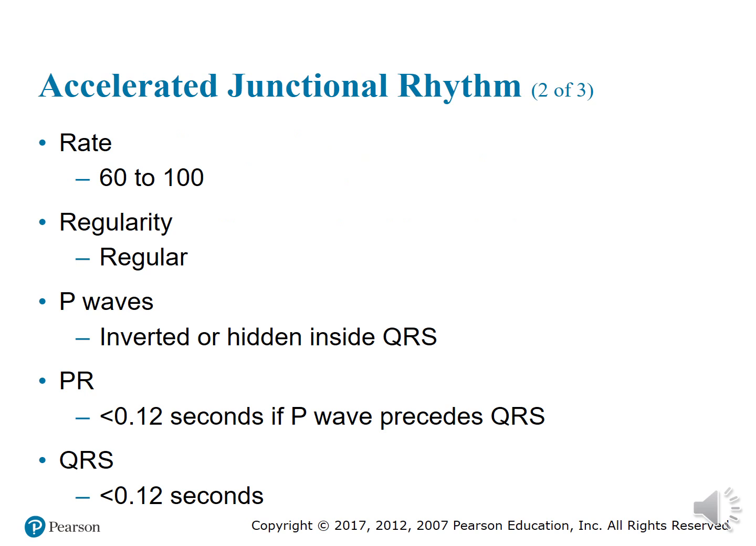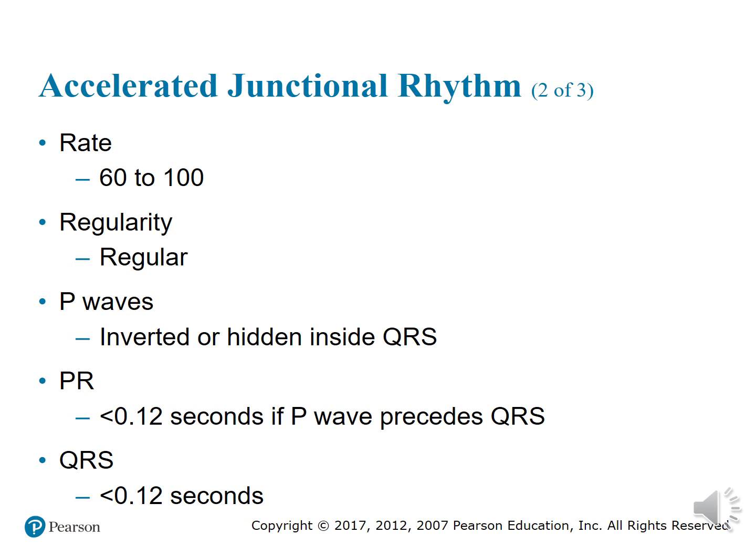The characteristics or criteria for an accelerated junctional rhythm are as stated. Your rate can be anywhere from 60 to 100 beats, meaning basically it almost looks like a normal sinus rhythm. The only difference is your P's will no longer be at the beginning. They may be at the end or within your T, but it still pulsates out like a normal sinus rhythm, if there are any P's.